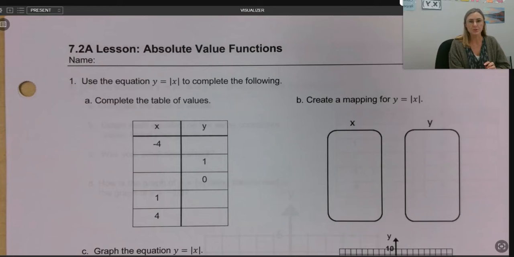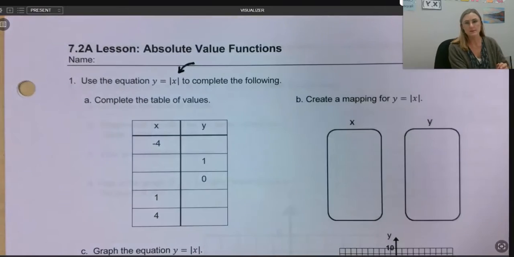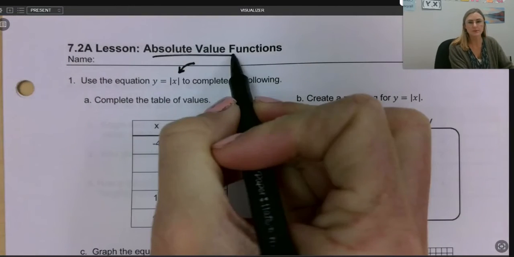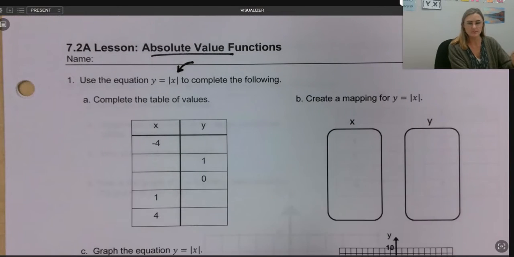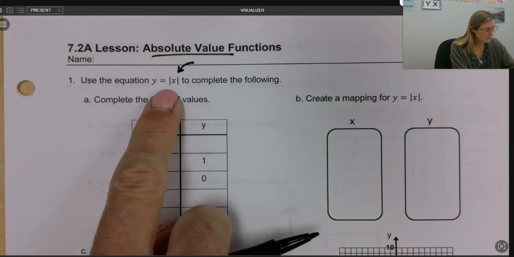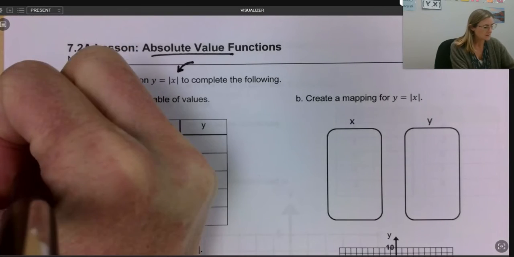Okay, so use the equation y equals the absolute value of x to complete the following. Let's just go over what those little bars mean. Those little bars mean absolute value. So no matter what I plug in as x, the resulting value will be positive. So if I plug in -4, y equals the absolute value of -4, y is just going to equal +4.